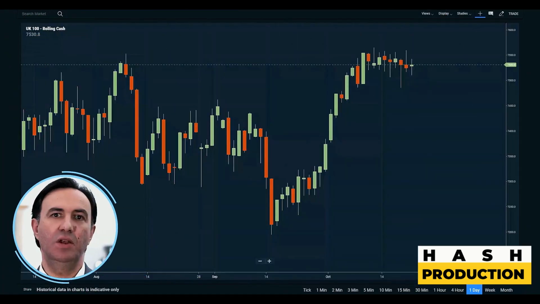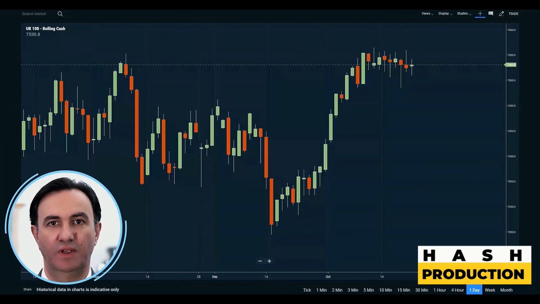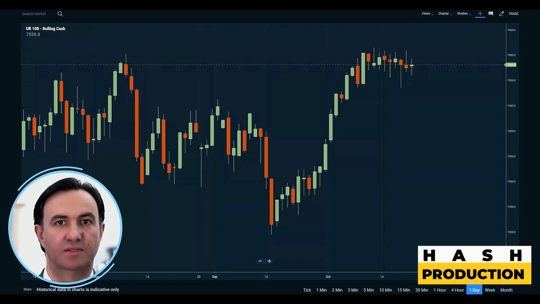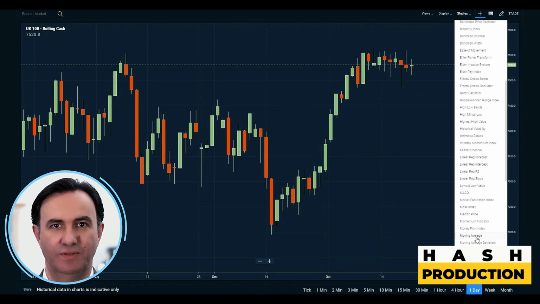Next up, we are going to look at how to add a simple moving average on a chart. Moving averages provide traders with more information when they're plotted against the price of the security that's being analyzed. I want to show you how to set one up on a chart. Sounds good. So, here we have a daily chart for the UK 100. To add a moving average, we select Studies from the top menu, scroll down and find Moving Average.